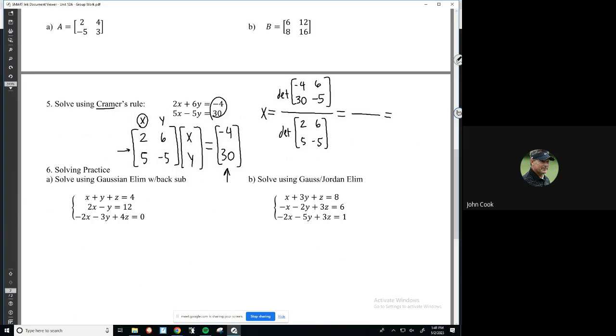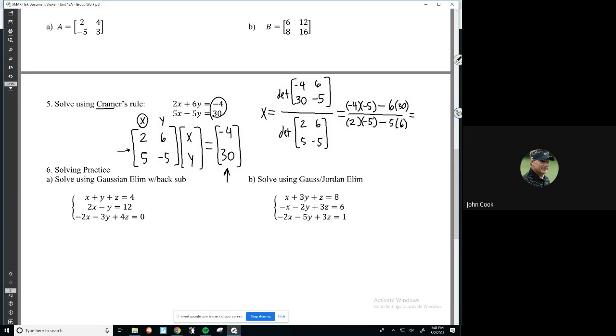So I do my little rule for the 2 by 2 determinants. I take the corner values, -4 and -5, and I multiply them together. And then I subtract away 6 times 30. And then in the other one, I do the same thing. So the corner values, 2 and -5. And then the other corner values, 5 and 6.